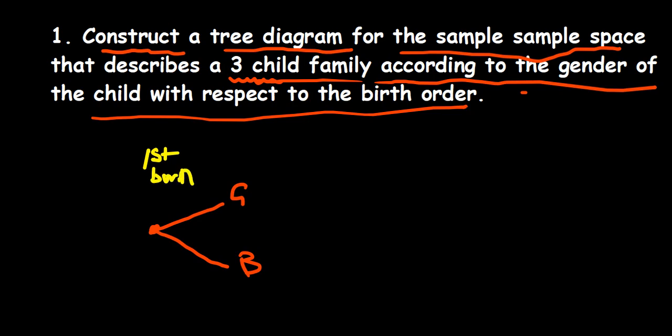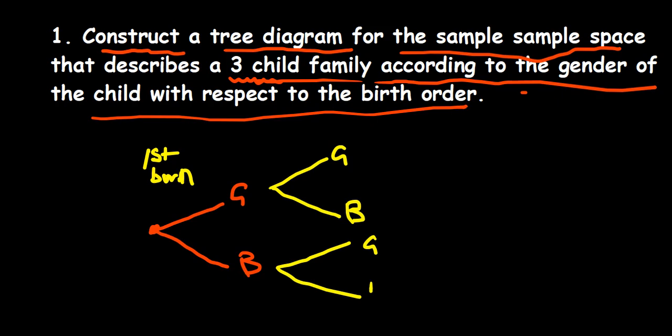Okay, firstborn. And then now we have another child with a second boy. So if the first child was a girl, it means the second one can either be a girl again, or the child can be a boy. Okay, if the first child was a boy, the second one can either be a boy or girl as well. So this one in yellow there, I'm going to say that's the second born.